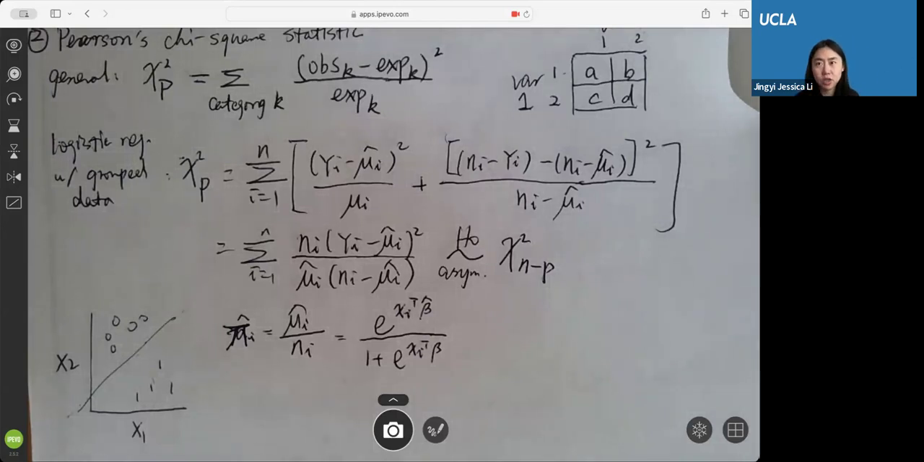So this is our discussion about whether the model fits well enough. And we talk about the deviance, which is the likelihood test statistic between the saturated model and the GLM. And GLM in this case is the smaller model.